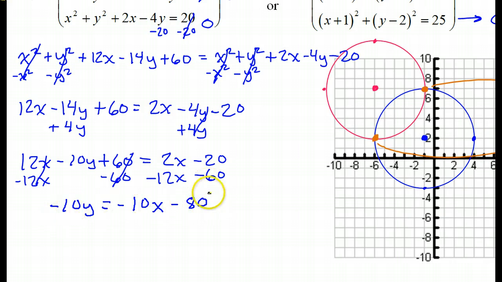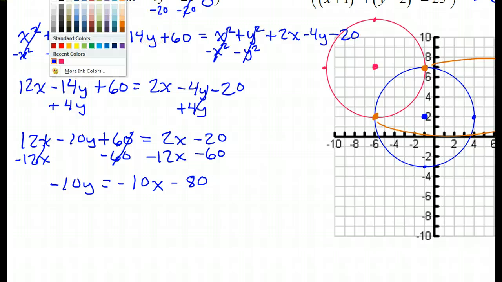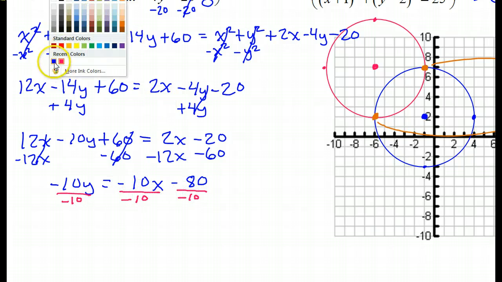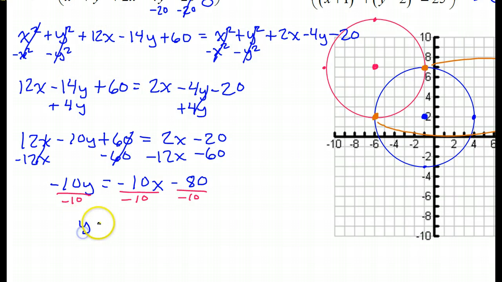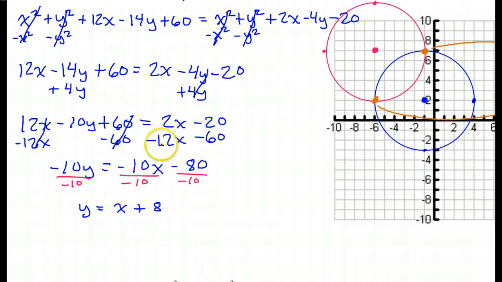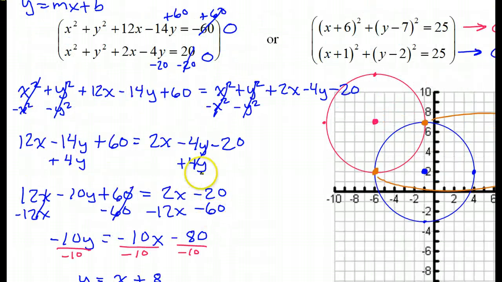If I divide everything by negative 10 to get y by itself, then I will have y equals x plus 8. Okay, so what I need to do now is substitute this back into one of the two original equations and solve.